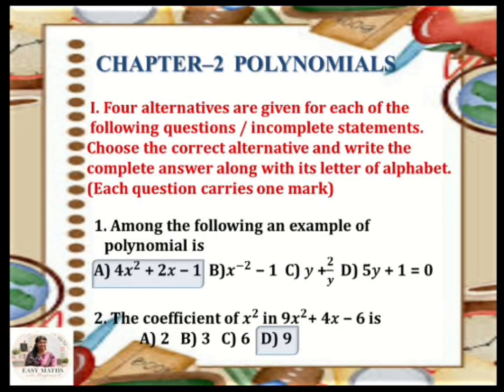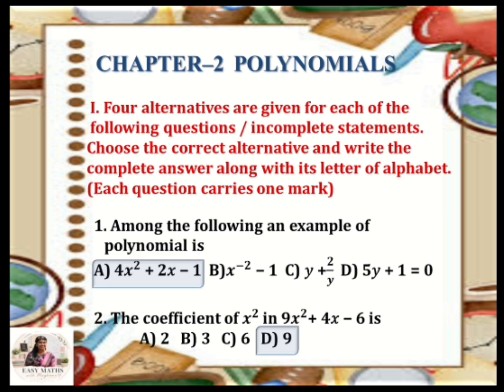Chapter 2, Polynomials. Multiple choice question can be discussed here. 4 alternatives are given for each of the following questions. In complete statements, choose the correct alternative and write the complete answer along with its letter of alphabet. Each question carries 1 mark here.